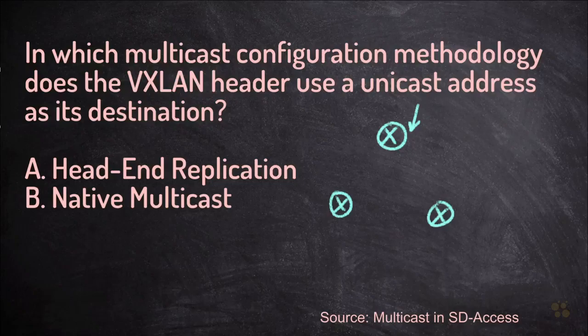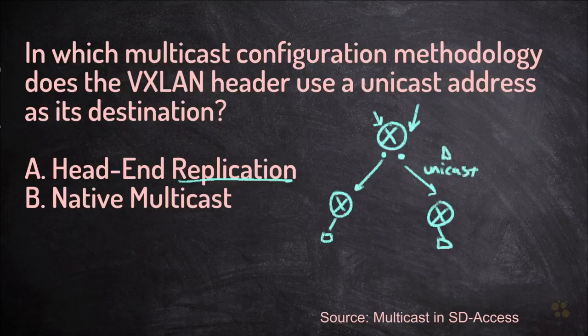First, we'll look at head-end replication, in which the head-end router, in other words, the router that's receiving the packet, is going to do the replication itself. That means in the case where we have two different destinations here that we need to reach out to, we are going to replicate that so that we have two packets, and each packet is going to get sent out the normal VXLAN tunnel to those edge devices. At this point, these are unicast communications, so our destination IP address will be unicast. So A is our answer.